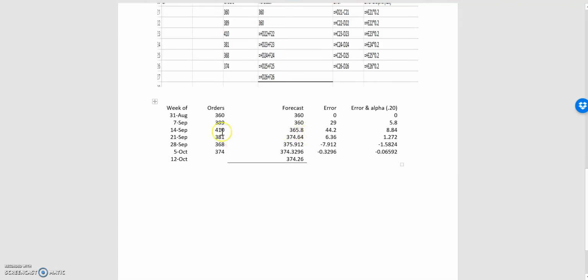And we take the difference of the actual orders and we get 44.2. We multiply that by the smoothing constant and so forth. I'll give you a second to look at how this is done.